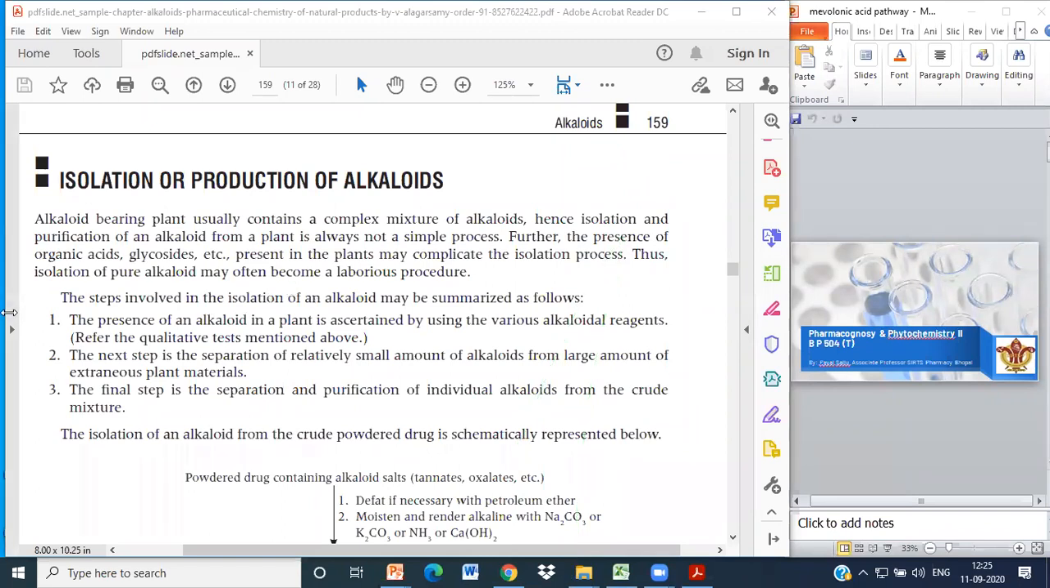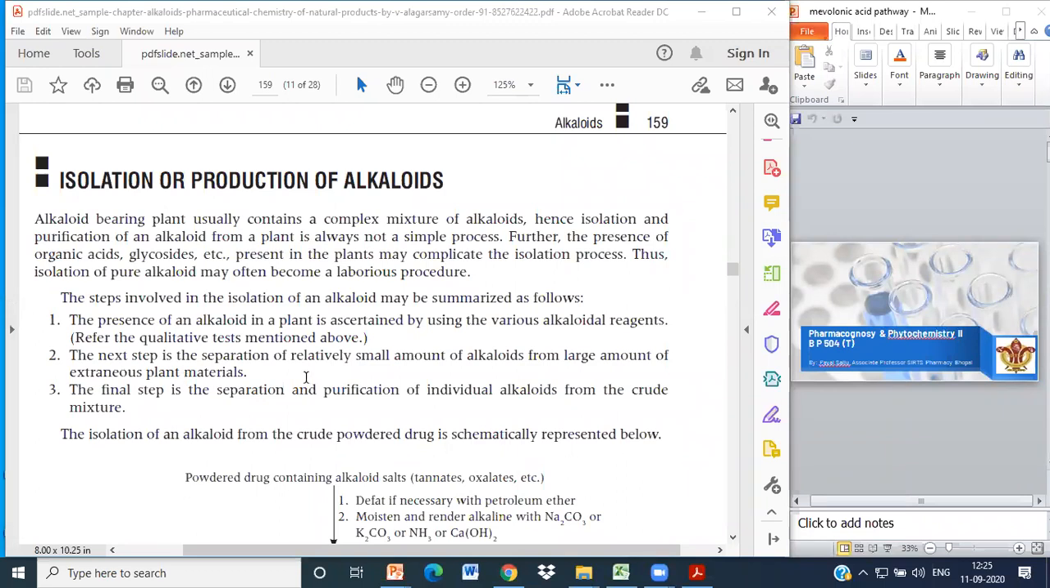If a plant contains impurities, there is a chance that they will affect the process when you go for isolation. Thus, isolation of a pure alkaloid may often become a laborious process. It is a time consuming process.